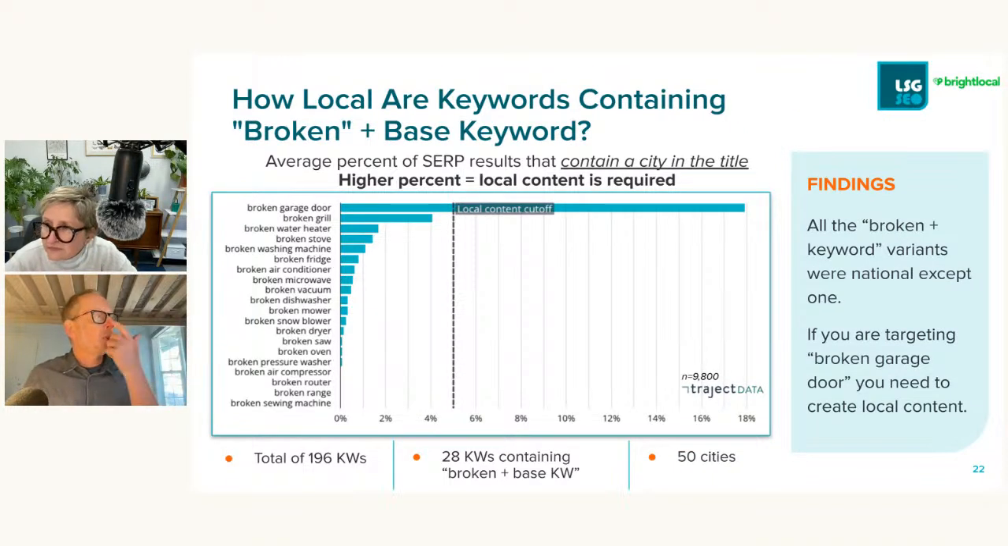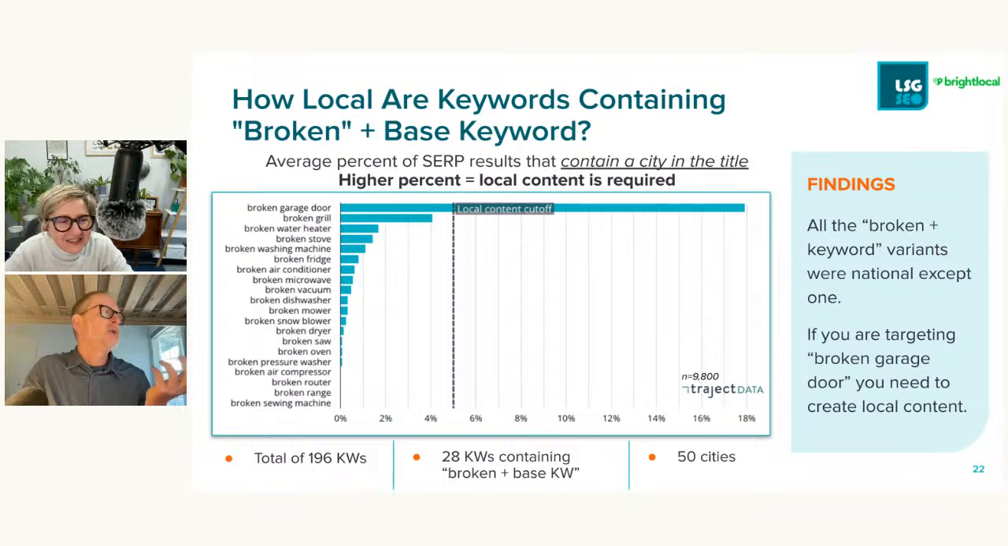What was interesting is we put broken in front of not every, but a ton of different appliances. And what we found was only broken garage door had a significant number of local results. We were trying to figure out why that was. And the best we could come up with is when your garage door breaks, you pretty much aren't going to try to fix that yourself. Kind of dangerous actually to do so. Everything else you might try to fix yourself, or at least take a shot at it, before you call a repair person.